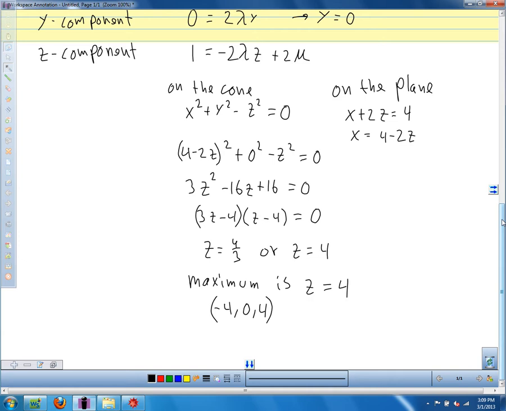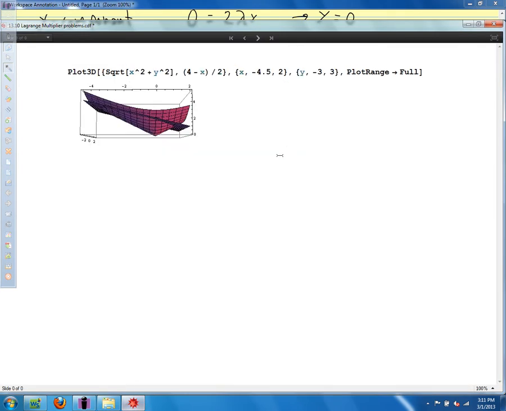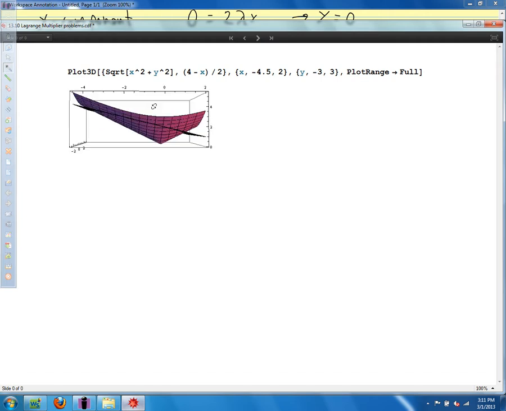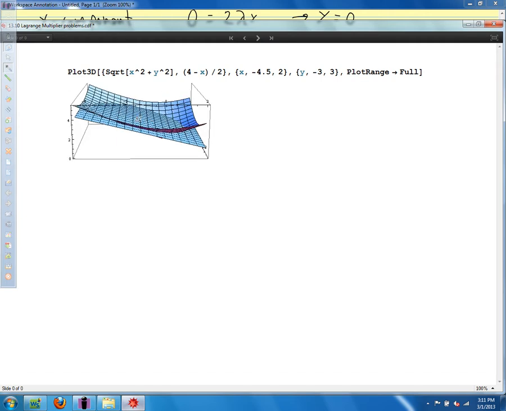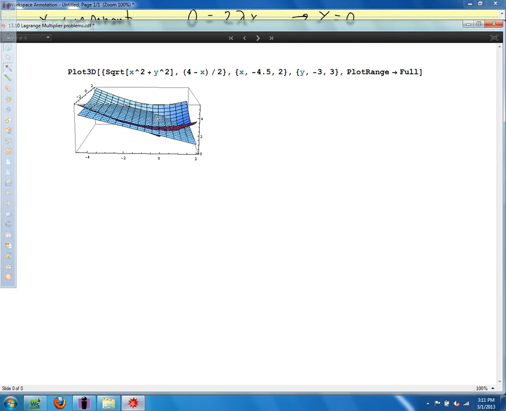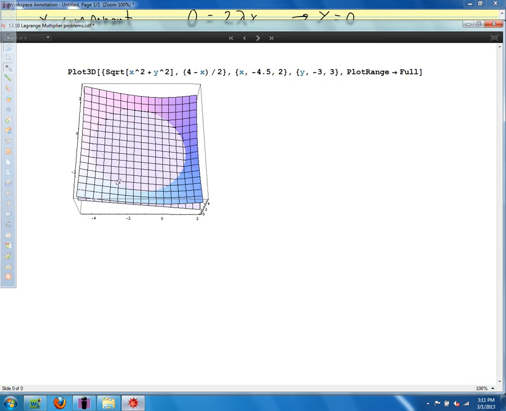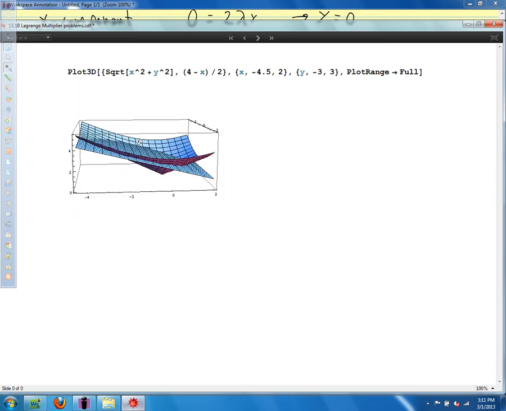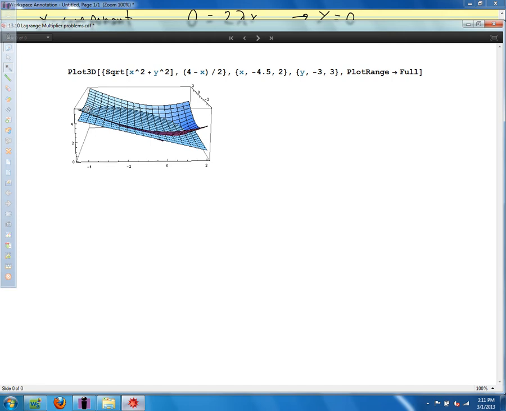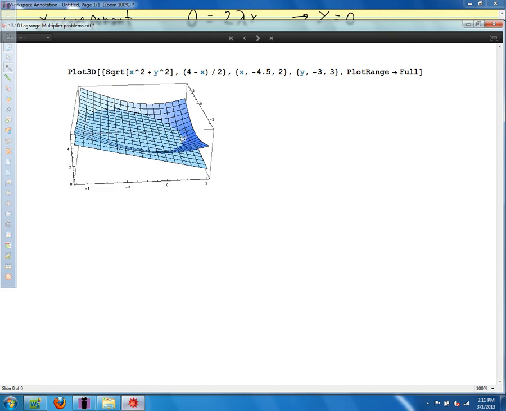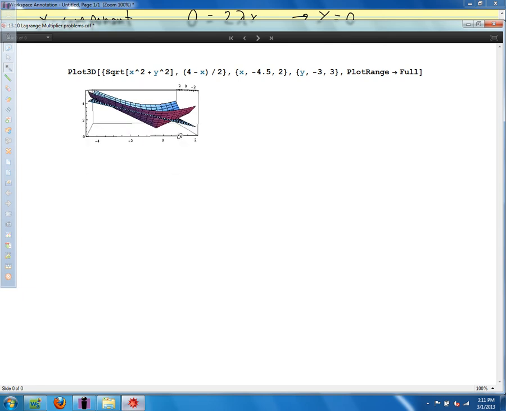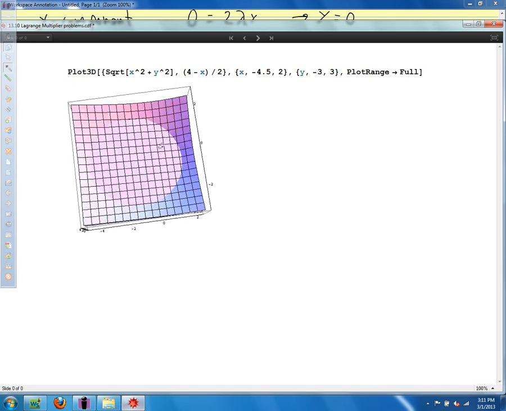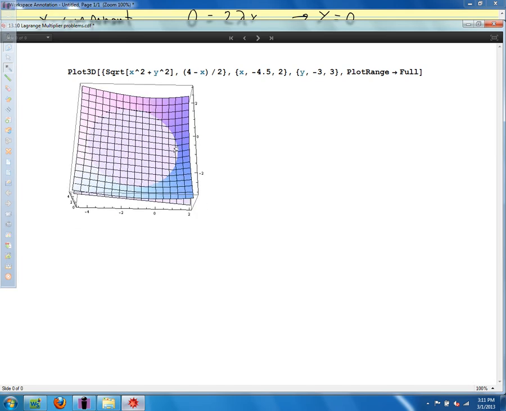And if we take a look at what this looks like, if we graph these functions and look at the intersection, I have that all set up here as well. So there's our cone and our plane intersecting down here, and we see the intersection. We can kind of see it shaded there. Our maximum is up here at z equals 4, and our minimum would be down here, where z is 4/3. So that would be our intersection and our surfaces.